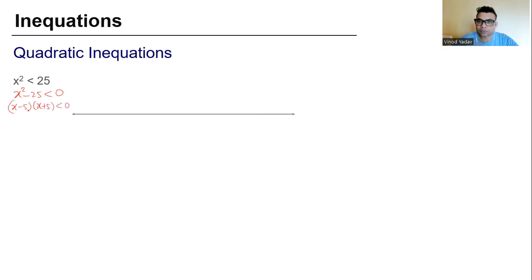Yeah, then coefficient of x positive, yes. Then plot the roots. What? Minus 5 and plus 5. Rightmost interval will always carry positive sign, then negative, then positive. Yes, and what do I want? Less than 0 means negative, means this is my answer.